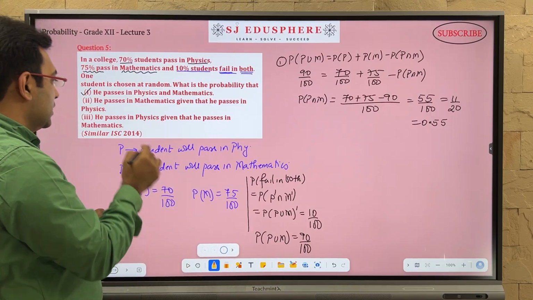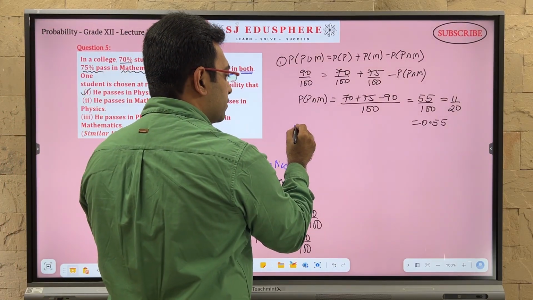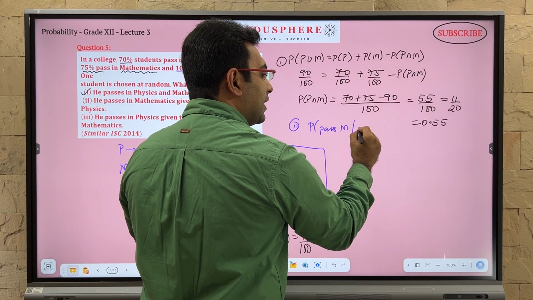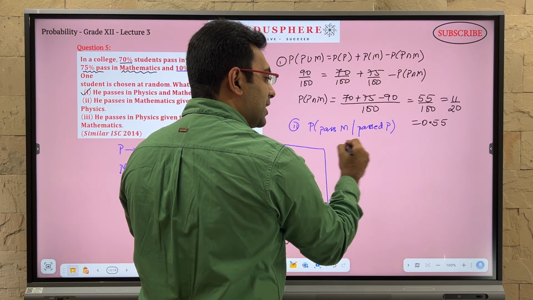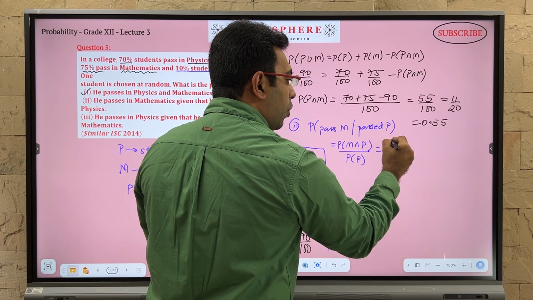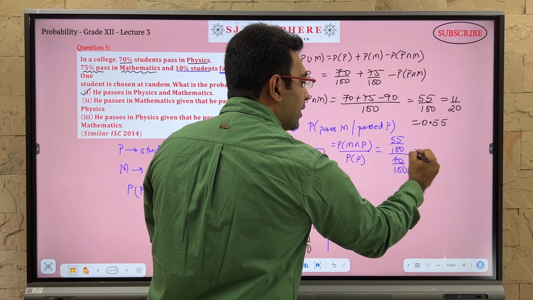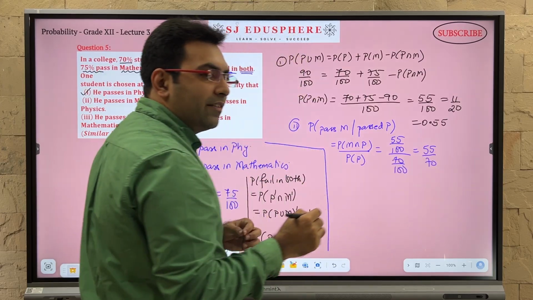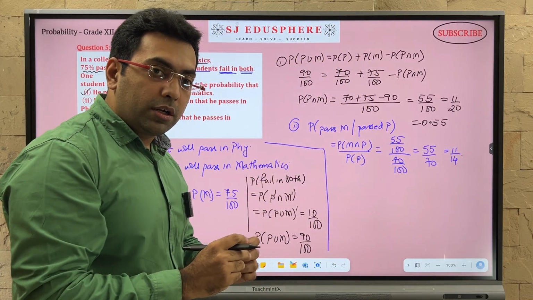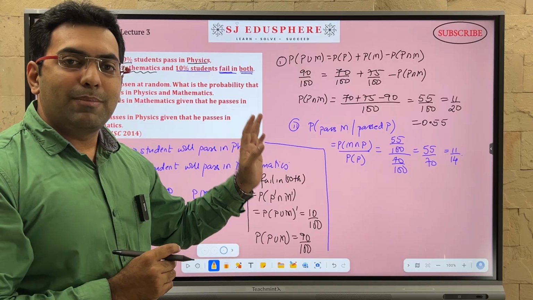Second part of my question says the student will pass in maths given that he has already passed in physics. So probability pass in maths given that the student has passed in physics, that is M intersection P upon P, which you already found as 55 by 100. Physics is 70 by 100. Left over here with 55 by 70, again least fraction, that is 11 by 14. Means what? For every 14 students who pass physics, 11 will pass maths.